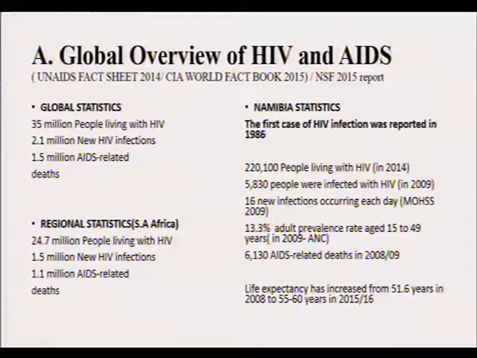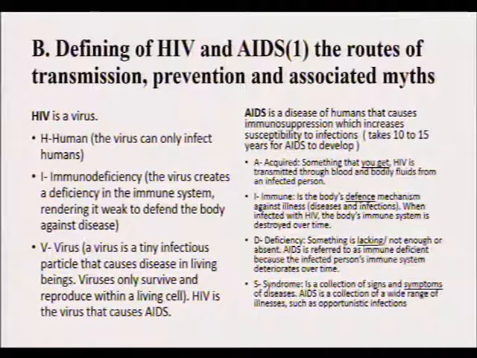So there were a lot of infections that took place, and then in 2009, when we took the antenatal sentinel survey, there were 13.3% people that were actually HIV positive. That was the HIV prevalence, and the life expectancy now in 2050 2060 is between the age of 55 and 60 years old.